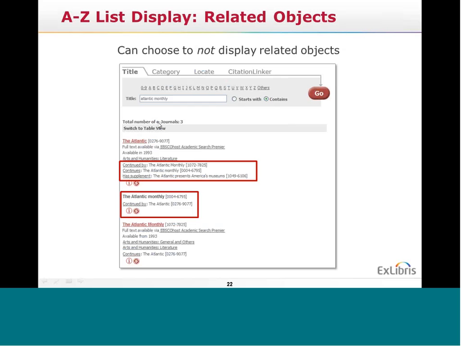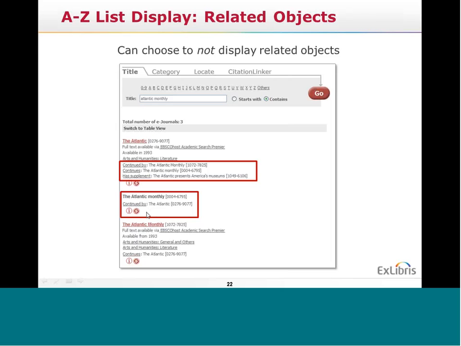Now looking at the second example here, note that you can also decide if you want any related journals that don't have any active services to display in the A to Z list, if they're related to journals that do have active services. So in this example, for the Atlantic Monthly, we don't subscribe to this title. It's not hyperlinked, meaning that it's not activated in our SFX. But it's displayed here in the A to Z list because it is related to a title that is active in SFX. So you can decide if you want not active related titles to display in the A to Z list or not.